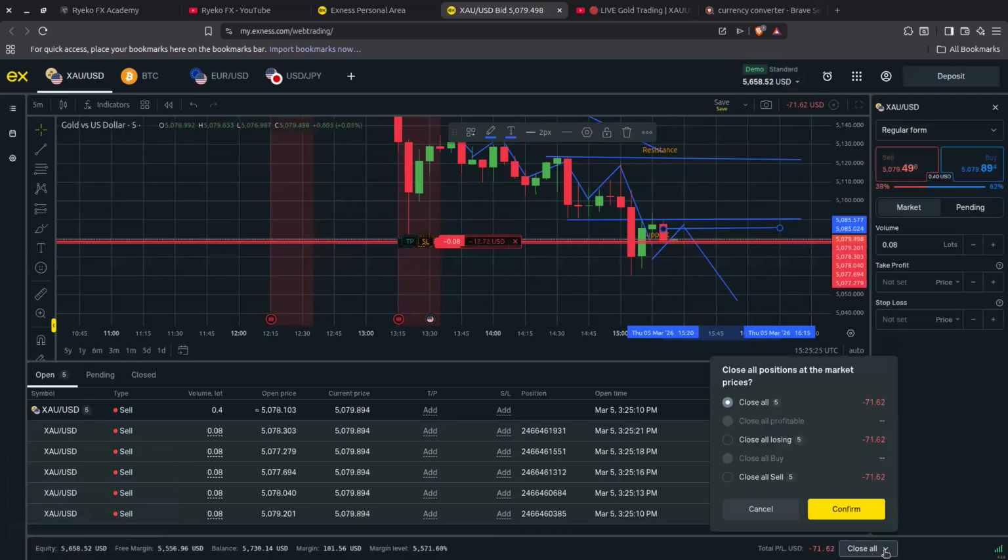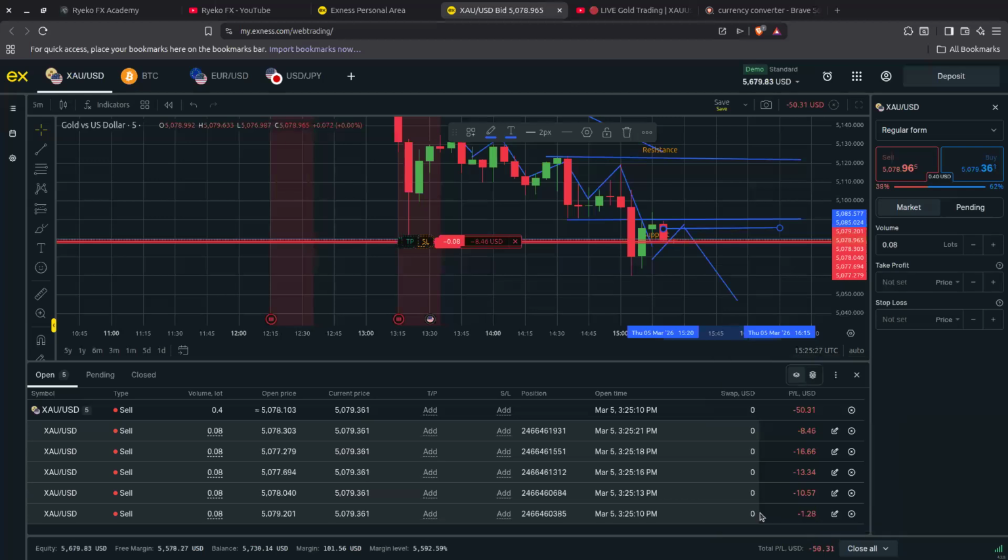I don't mind. Right now they're in red. Red means I'm still losing money. The market is going against me. But please don't hold on this trade for long. Why am I saying you shouldn't hold on this trade for long?